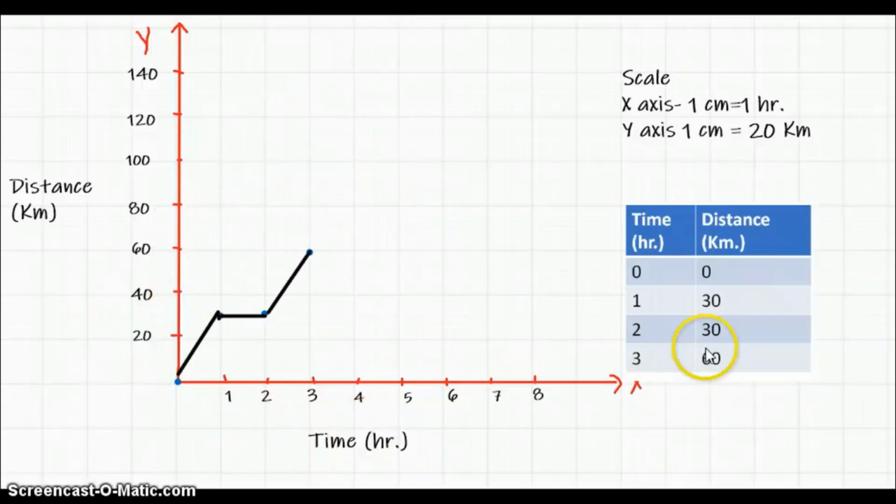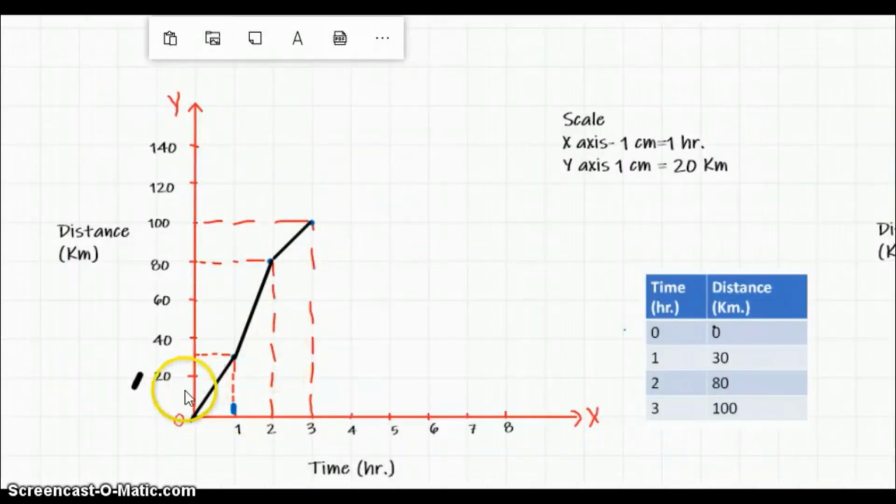So here is the graph of this table. This area, particularly this straight line, which is parallel to the x-axis, suggests that the object is at rest or the object is not moving. So we have studied three types of graphs. Let us see all those three.